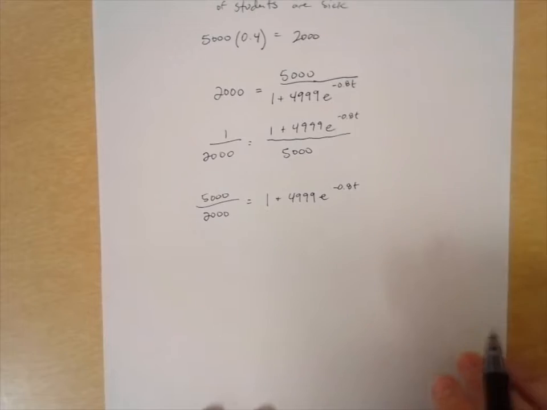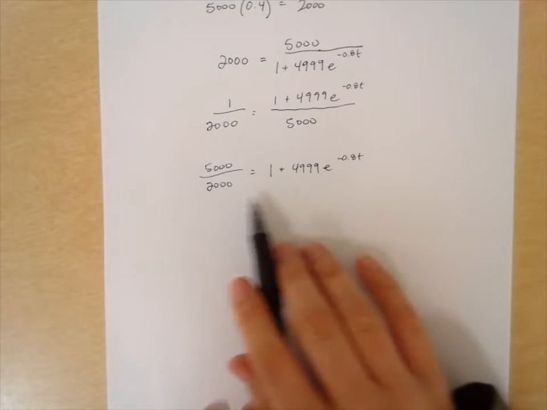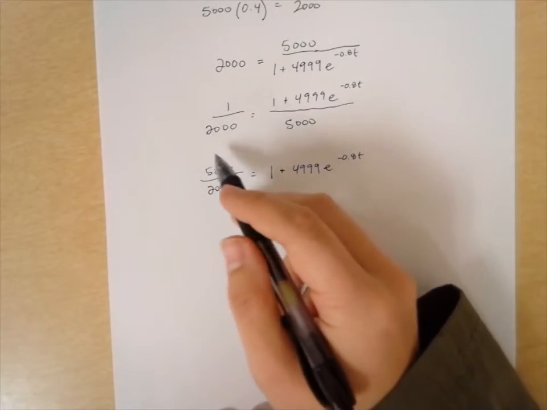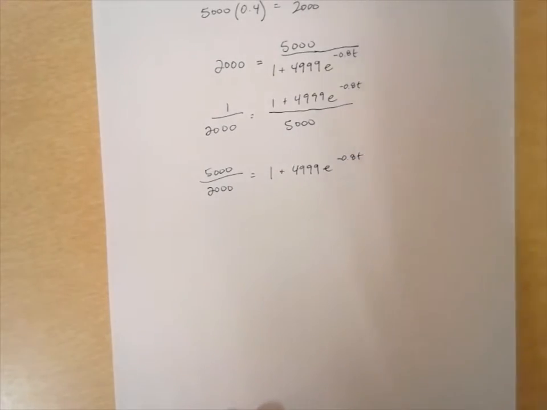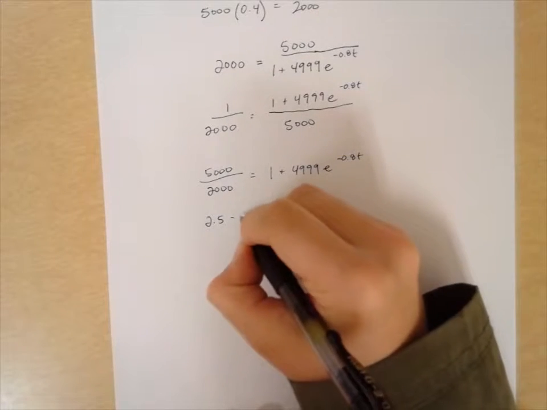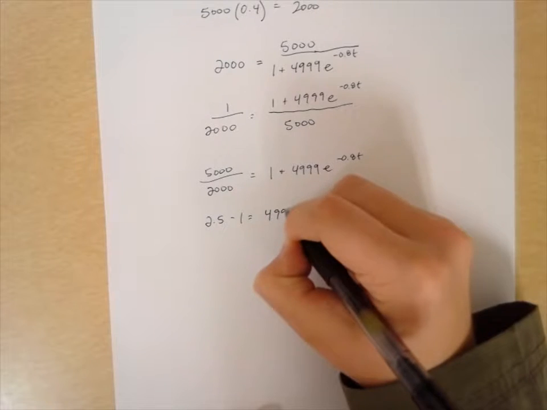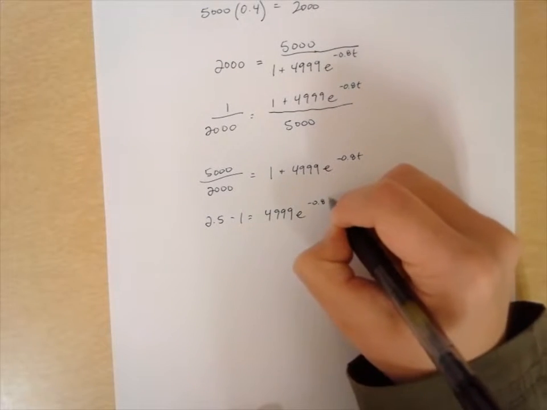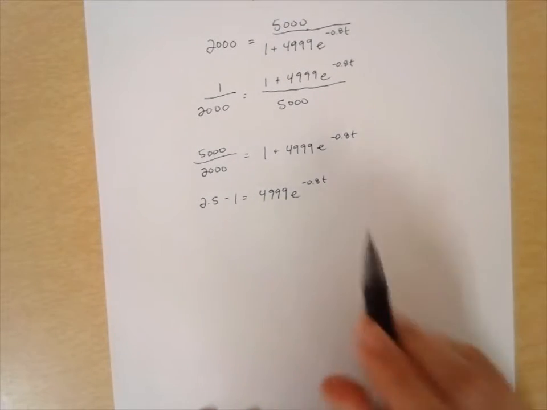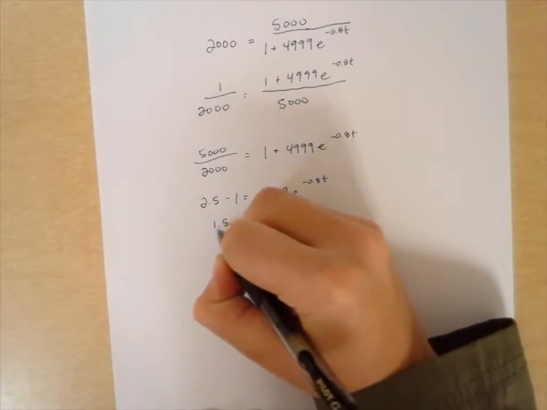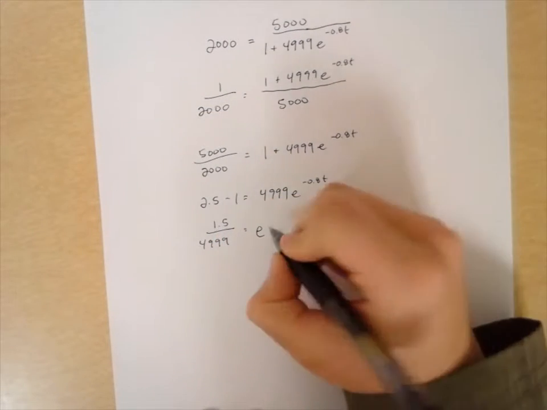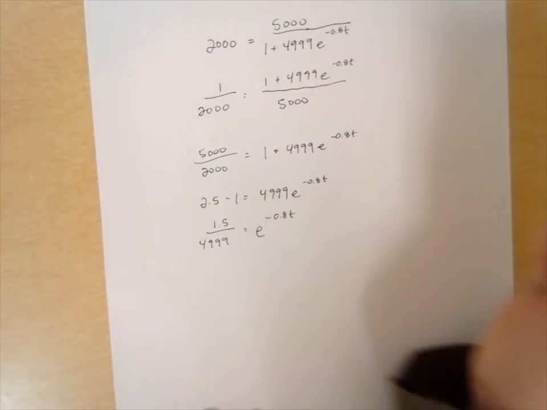Oh, pardon me, that was at an angle. My mistake. And now what we can do is we can subtract this 1, and we can simplify this fraction. This fraction would just become 2.5, and then we want to subtract 1, and we get 4,999e to the negative 0.8t. When we do the subtraction, we get 1.5, and then we want to also divide away the 4,999. So I get 1.5 divided by 4,999, and I get that that's equal to e to the negative 0.8t.